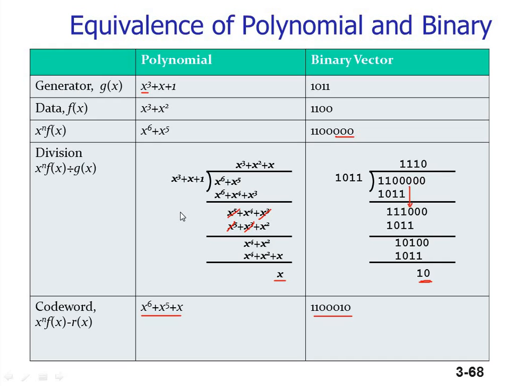So the code word received, now you take the pen and pencil. The code word received is x raised to 6 plus x raised to 5 plus x, and the generating function is x cube plus x plus 1. Find the syndrome.